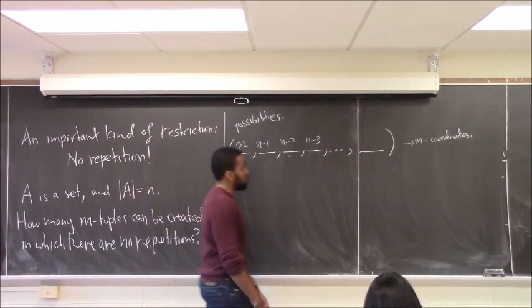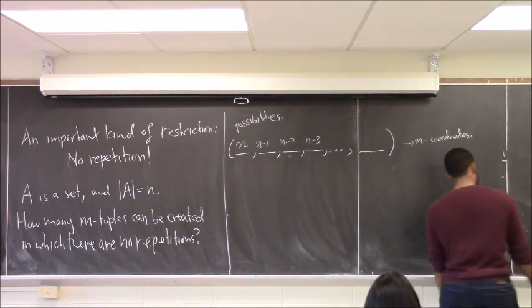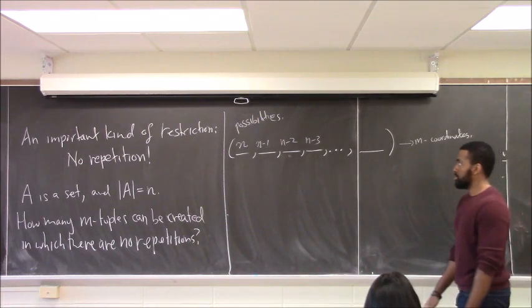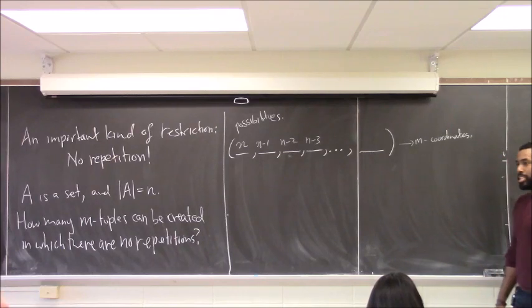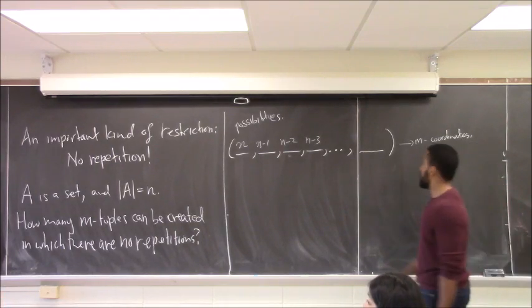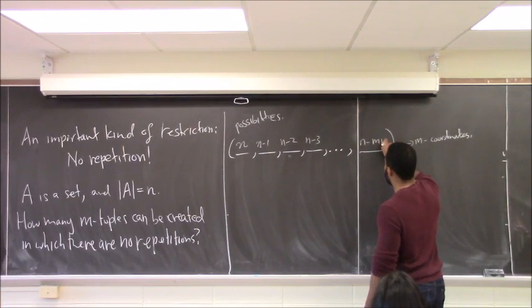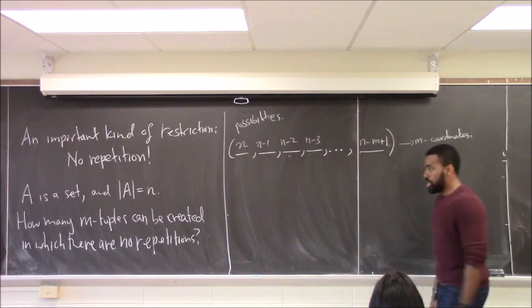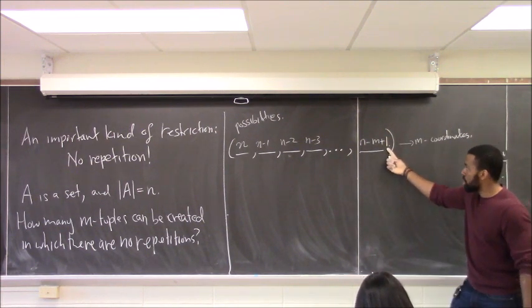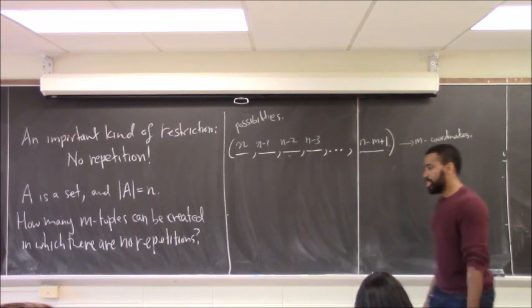Now once you do that, what do you have when you get to the last coordinate? No, that's what a lot of people think, but that's not true. n minus m plus 1. You always have to have the plus 1 because you are including that one.